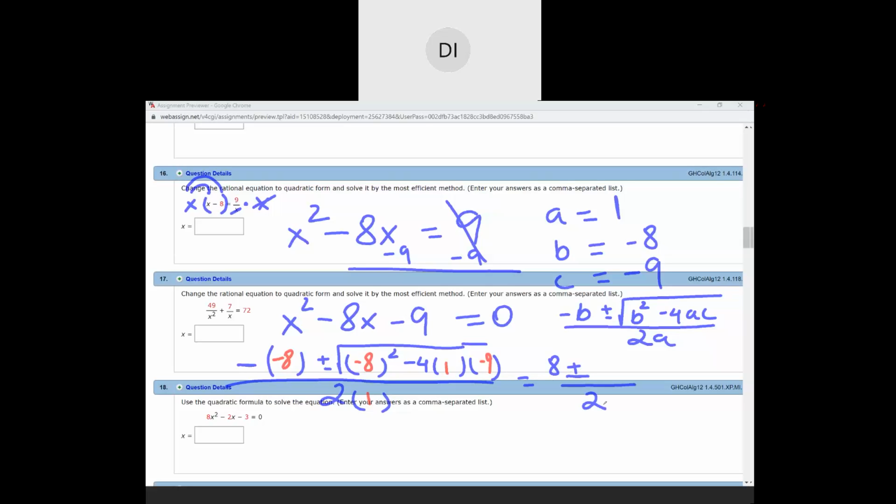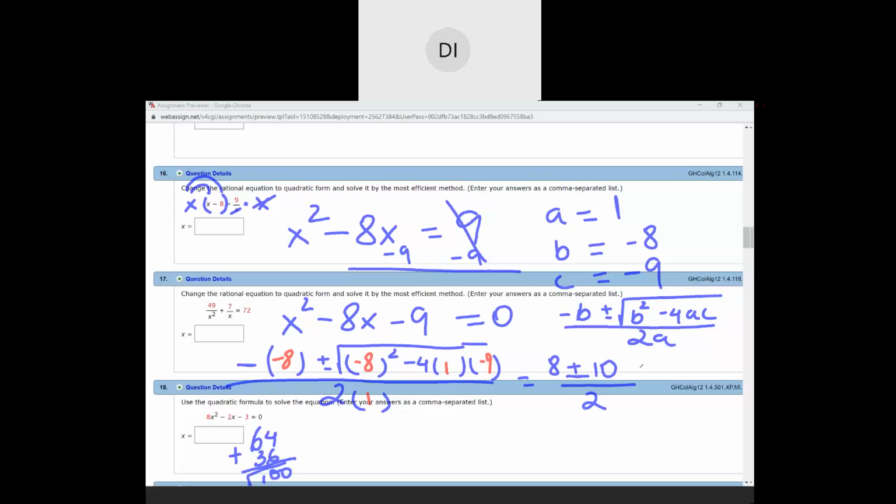2 times 1 is 2. So I have -8 squared, that's 64, right? And then -4 times 1 is -4 times -9 is plus 36, yes? So 64 plus 36 is going to be 100, right? Now, what is the square root of 100? It's 10. Okay. So the square root, when I simplify it, I'm going to get 10.